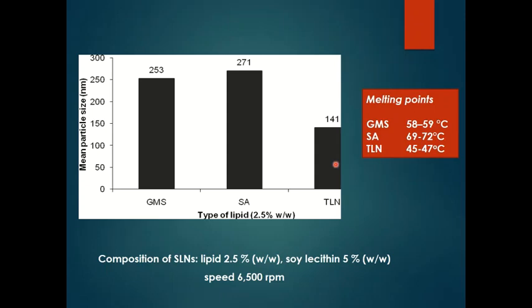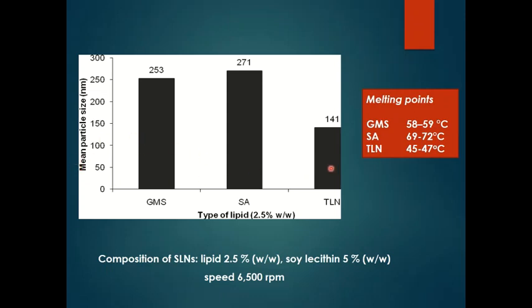So one example we can see. Here you can see the picture where three different types of lipids are used: GMS, SA and TLN. Okay, so glyceryl monostearate, stearic acid and trilaurin. These are the three different lipids. So you can see the properties. The melting point is 58 to 59 for GMS, for stearic acid 69 to 72, and trilaurin it is 45 to 47. So the same thing we discussed in the previous slide is correct.